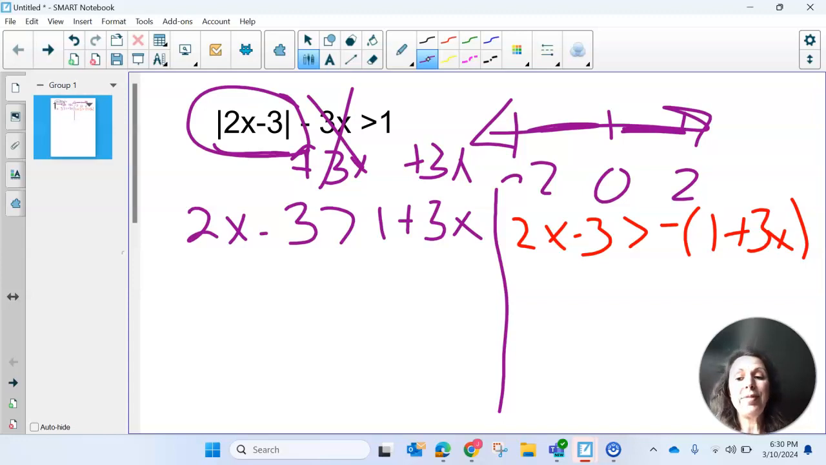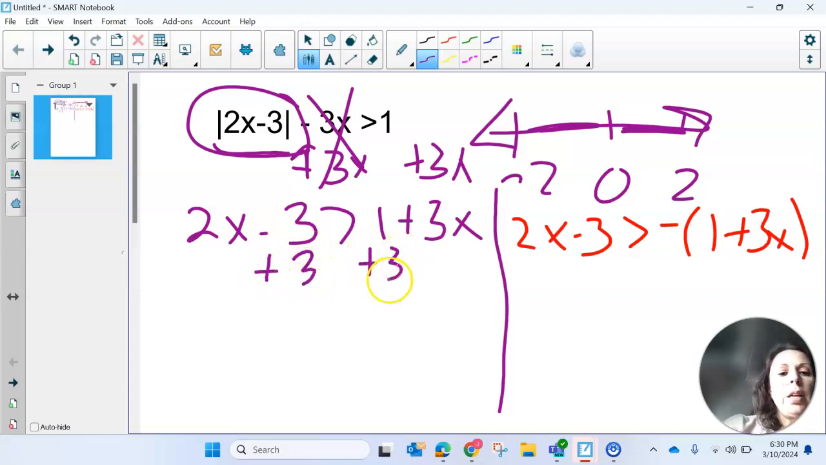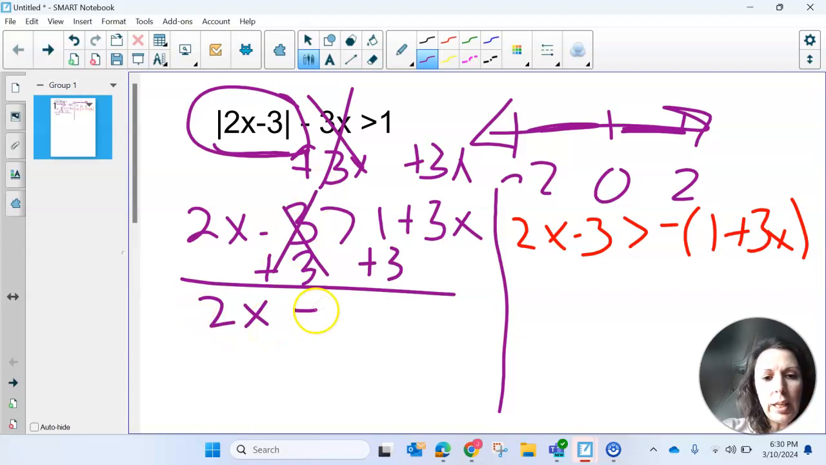Yes, you're saying we need to get rid of the -3. And we get rid of the -3 by doing what? Yes, inverse operation. So we're going to add the 3 to both sides. And so now let's simplify it down. We're left with 2x equals 1 plus 3 is 4 plus 3x.